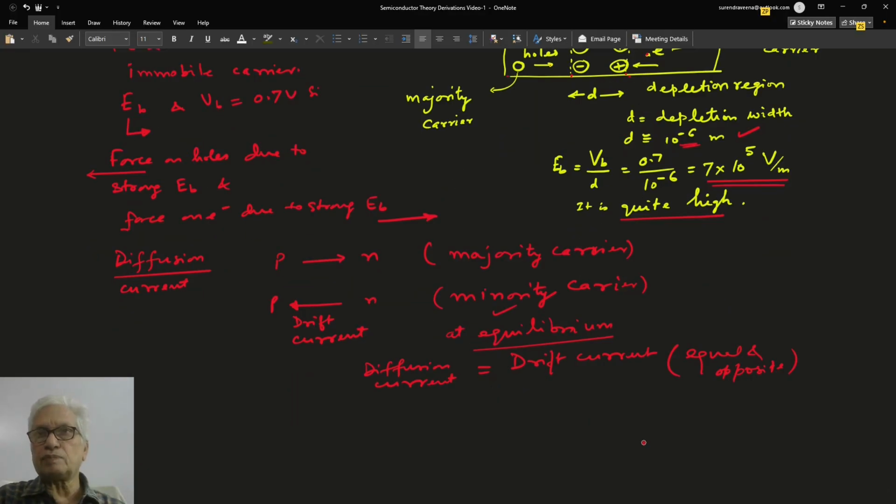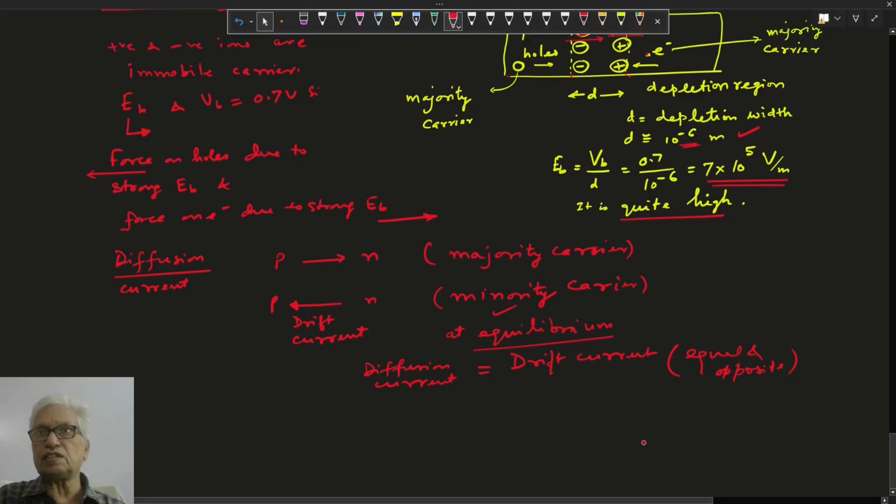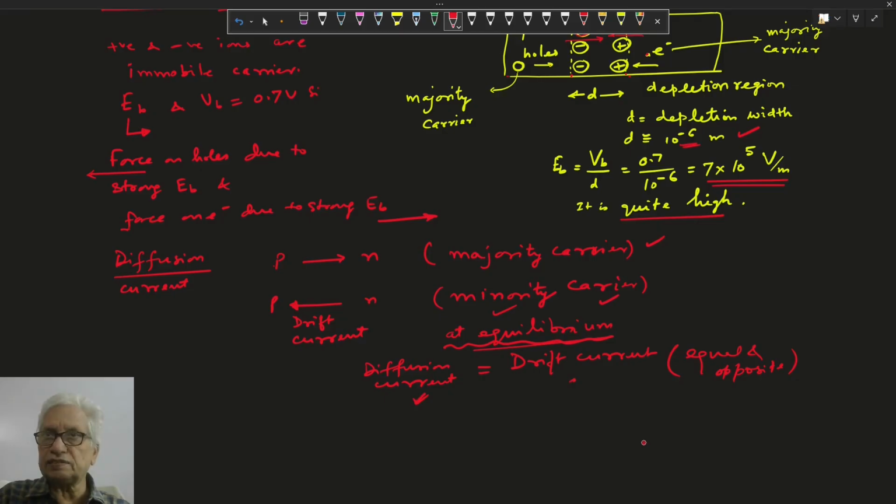Drift current is from N type to P type, and diffusion current is from P type to N type. Diffusion current is because of the majority carriers and drift current is because of the minority carriers. At equilibrium, the diffusion current and the drift current are equal and opposite. This is the formation of the PN junction diode.